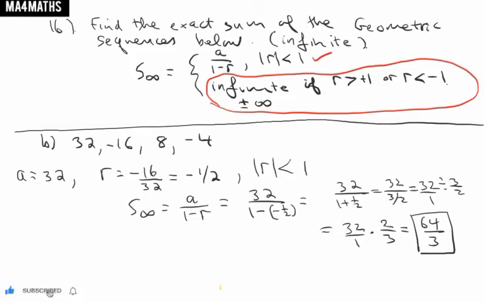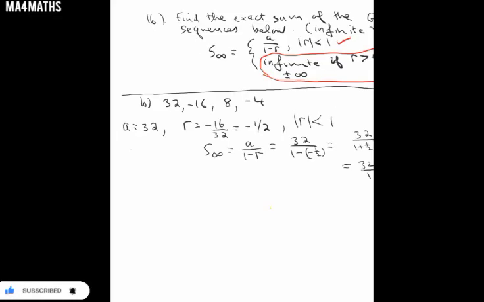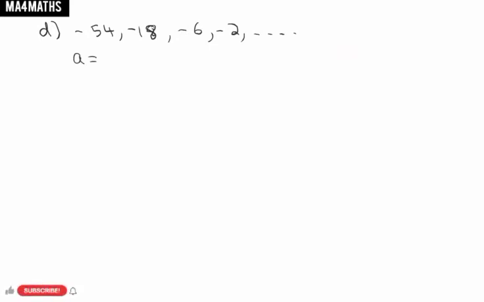May I go to the next page? I would also like to do part D. And in D, you have negative 54, negative 18, negative 6, negative 2, and it goes on and on. So what is a in this problem? Anyone? Negative 54. Excellent.